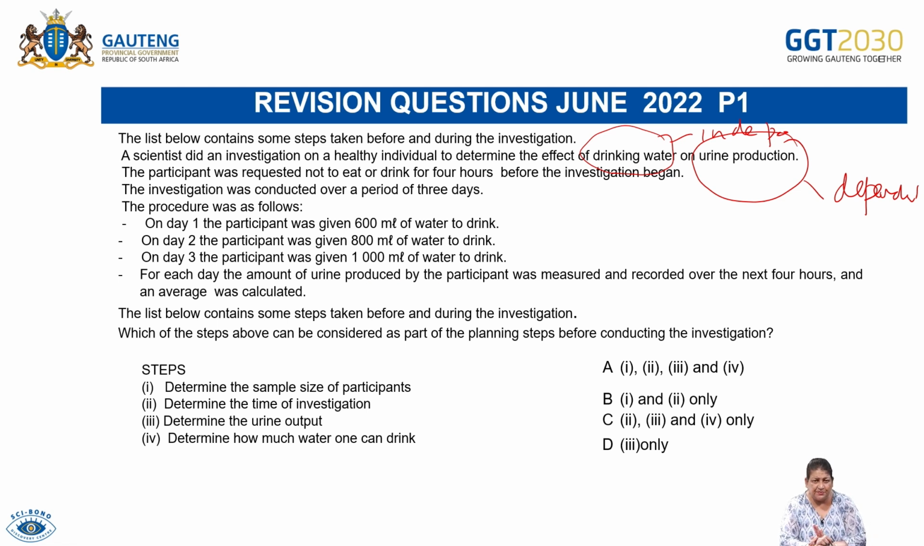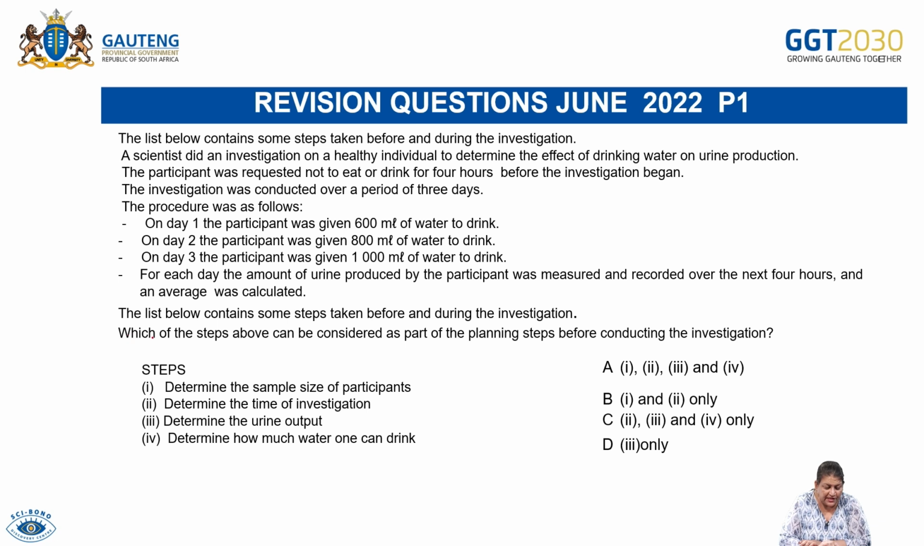So there was one participant, that means only one person took part in the survey, which means, learners, that this investigation is not reliable. Why isn't it a reliable investigation? Because they only used one person in this investigation. Instead of using many, they used only one. So that person, day 1, was given 600 ml to drink, then 800 ml to drink. Third day, they gave him 1,000 ml, which is almost a liter of water. Now, for each day, the amount of urine produced by the participant was measured and recorded over the next few hours, and an average was calculated.